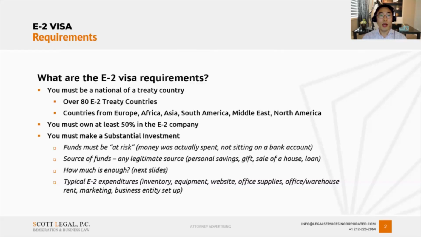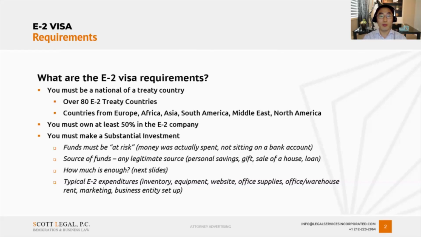So for example, you were born in India, which is not a treaty country with the United States yet, but let's say you later immigrated to Canada. And if you have a Canadian passport right now, then you are eligible for the E2 visa. And you must have at least 50%, half of the E2 company's ownership. The corporation type does not really matter, but we usually recommend LLC or C Corp because these types give you very simple and clear supporting documents for your E2 visa application purpose.